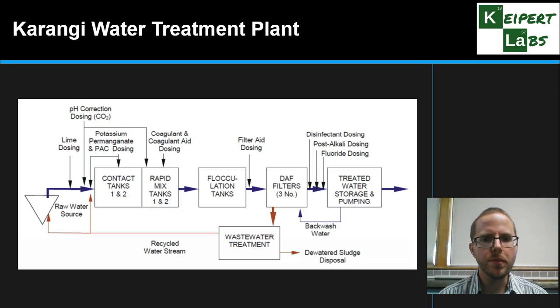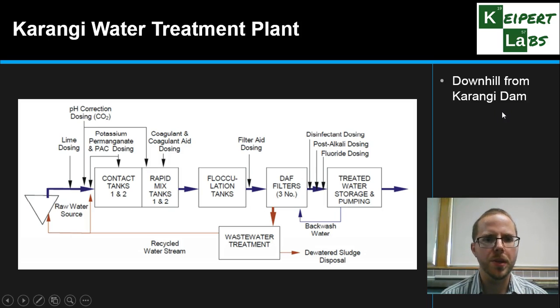Okay, so then from the dam, the water makes its way down to the water treatment plant. This is a bit of an overview diagram that shows you all the processes that happen from the raw water source, which is from the dam, all the way out to the treated water that gets pumped out. So there's a number of different stages, things that are added, things that are removed, in order to make sure that the water is the highest quality possible. The water treatment plant is downhill from Karangi Dam, but it's right next to it, literally over the road.